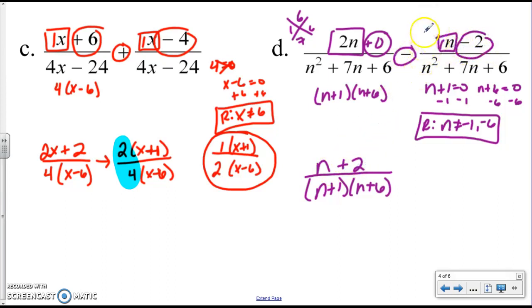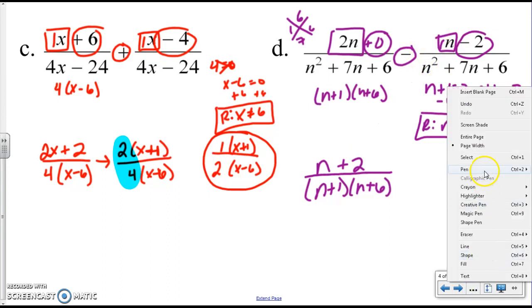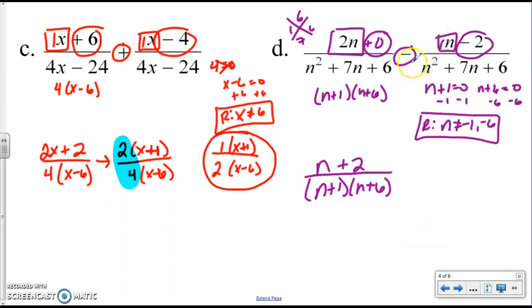One thing I'll tell students to do is instead of worrying about the subtraction sign there, make this a plus and then change their signs up here. So really you're doing 2 plus -1, which gives you 1, and 0 plus 2, which is 2. I can't factor this at all, so this is my final answer.